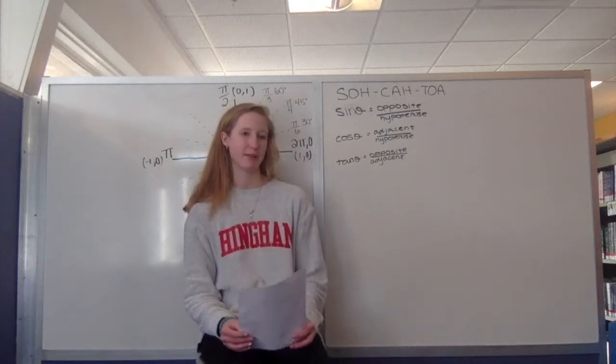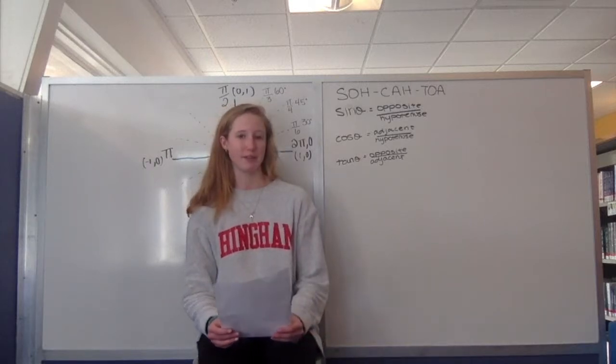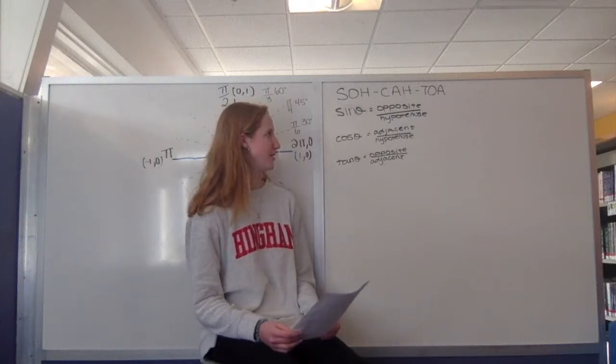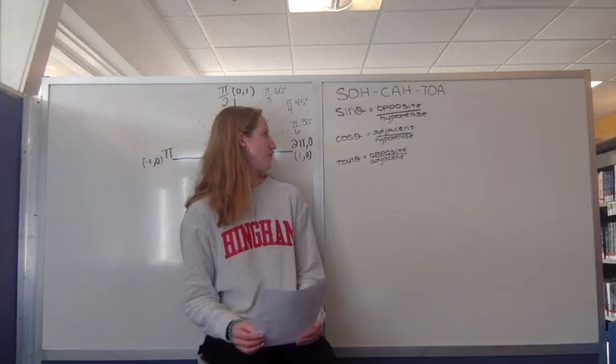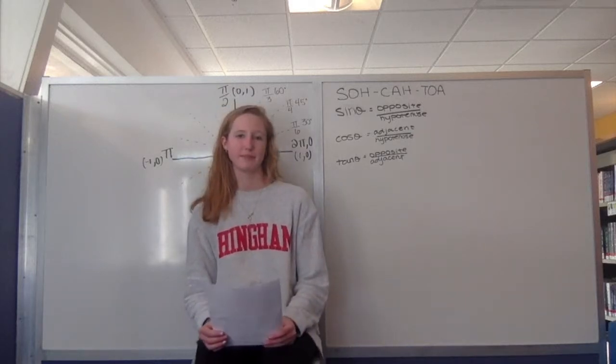sine of theta equals opposite over hypotenuse, cosine of theta equals adjacent over hypotenuse, and tangent of theta equals opposite over adjacent. And there are reciprocals for each of these. So cosecant equals hypotenuse over opposite, secant equals hypotenuse over adjacent, and cotangent equals adjacent over opposite.